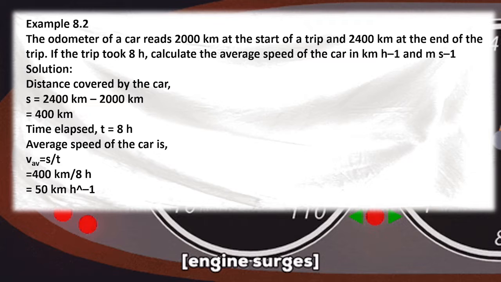Time elapsed T is 8 hours. Average speed of the car is V_av equal to S by T equal to 400 km by 8 hours equal to 50 km per hour.